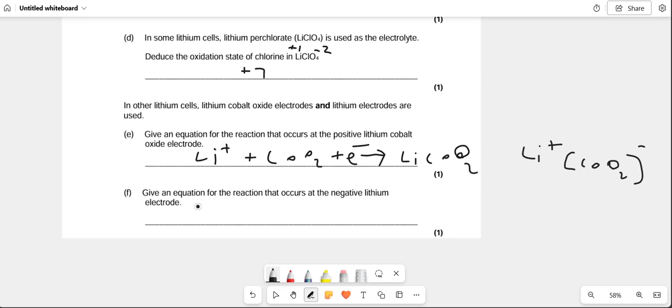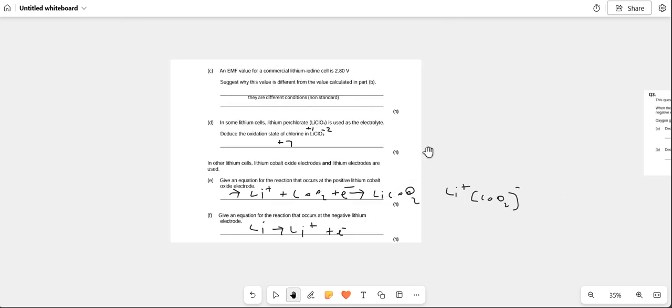I give an equation for the reaction that occurs at the negative lithium electrode here. So this is pretty simple. To make this Li plus, it's just Li at the negative electrode. It's going to be oxidized to Li plus plus e minus here. Like red cat and an ox here.